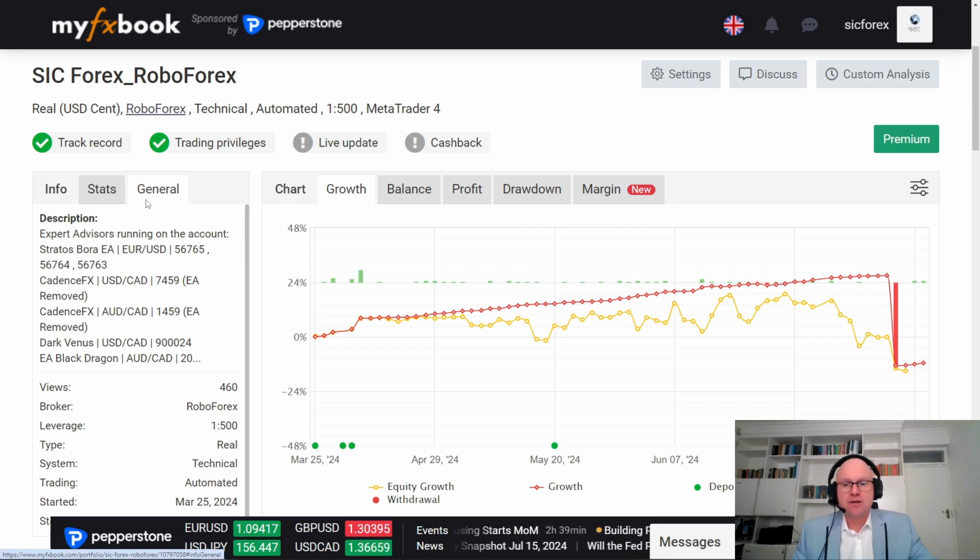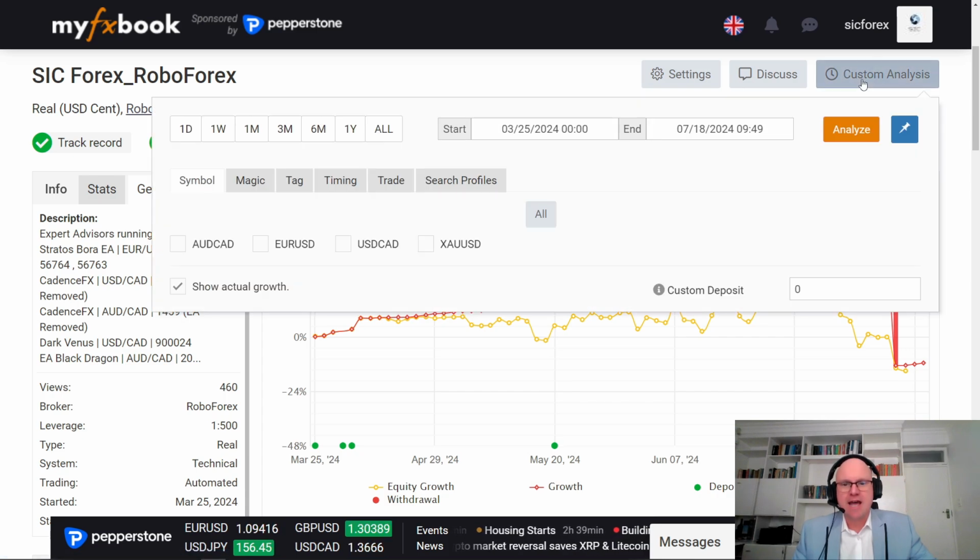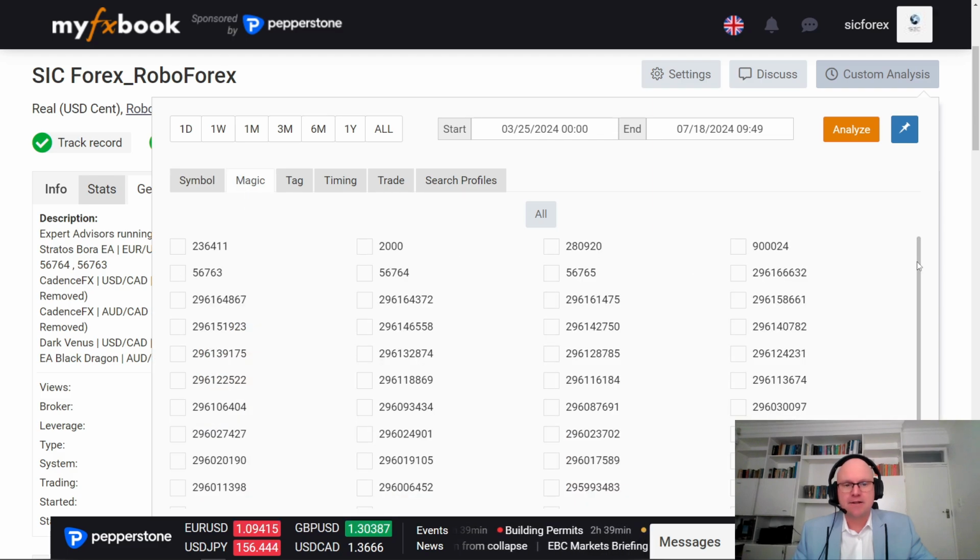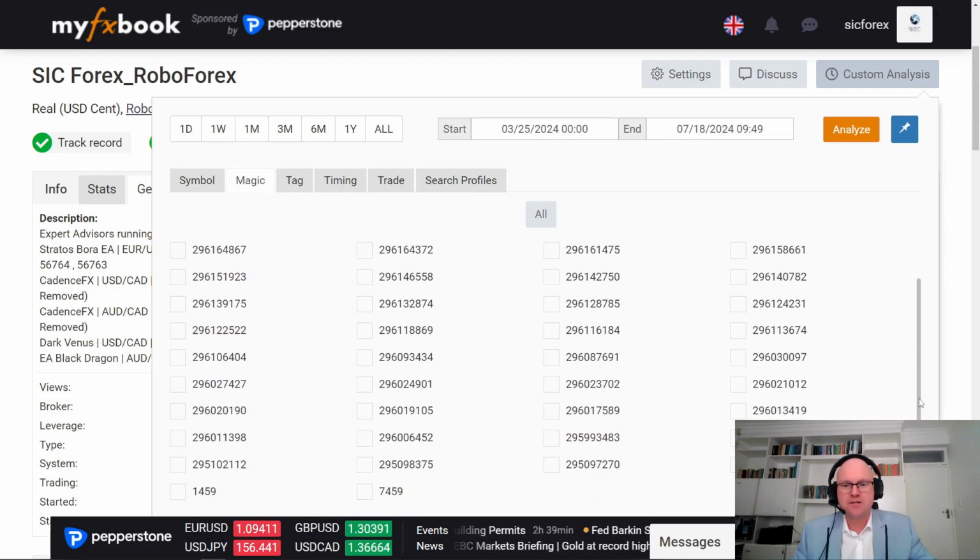So if we take a look at the overall performance, most of the robots have been doing really well, with the exception of Cadence FX, which was trading on the USD CAD and the AUD CAD. So if we head over to the custom analysis and select those two specific robots, you'll see the first reason why I decided to remove this expert advisor.